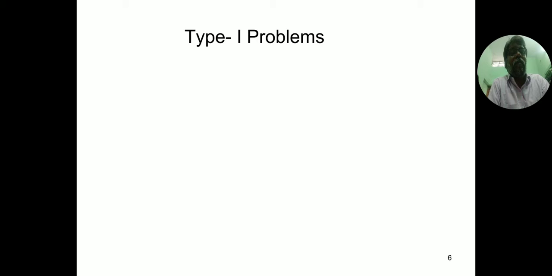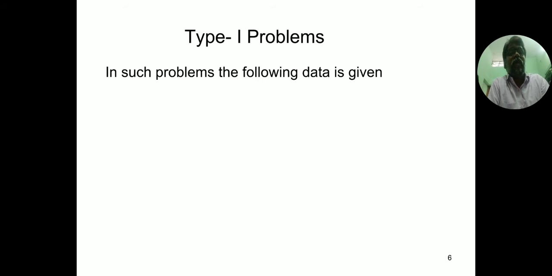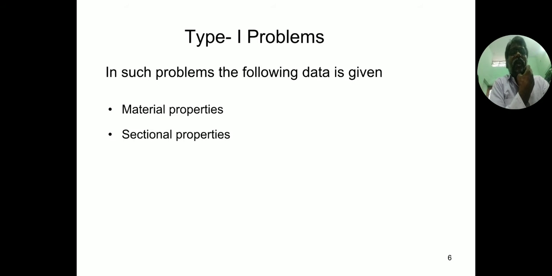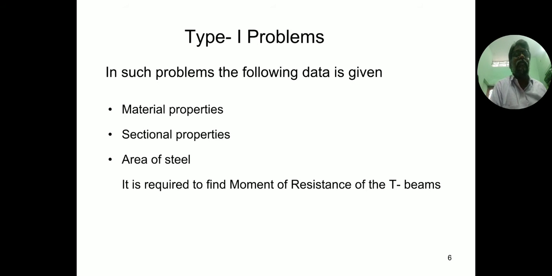Type 1 problem. The following data is given. Material properties, that is fck and fy values. Sectional properties of the T-beam: width of flange, thickness of flange, width of the web, depth of the web, and covers will be given. Area of the steel, Ast. It is required to find the moment of resistance of the T-beam.